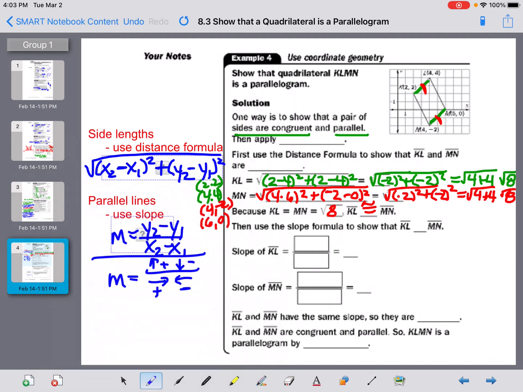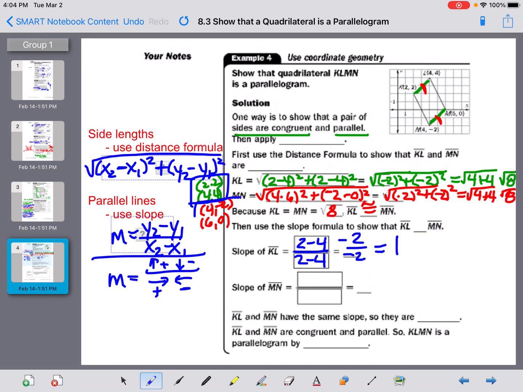So you can count it or you can do the formula. I'm going to do the formula first and then go back and count it so you can see it. So for KL, I'm going back to these points. It's always y2 minus y1. So 2 minus 4 on my y's, 2 minus 4 on my x's. I get negative 2 over negative 2, which equals positive 1.